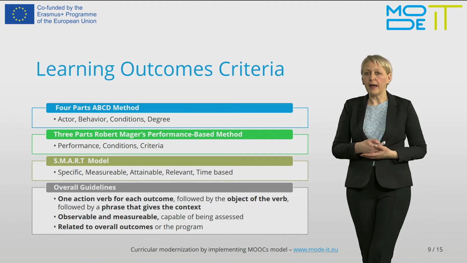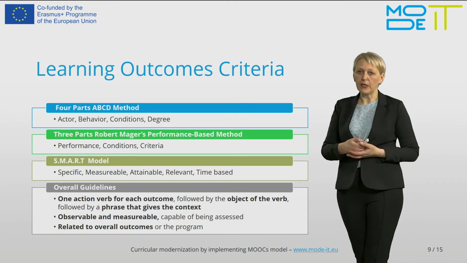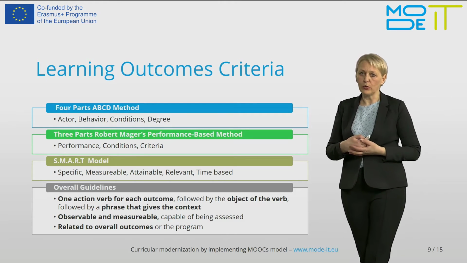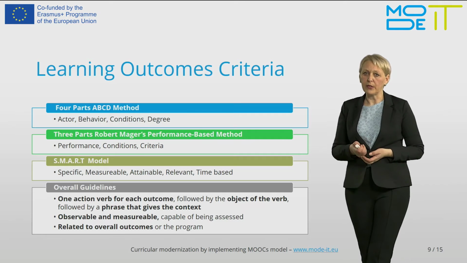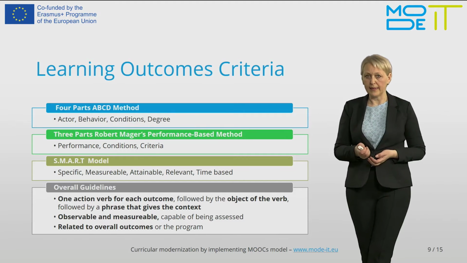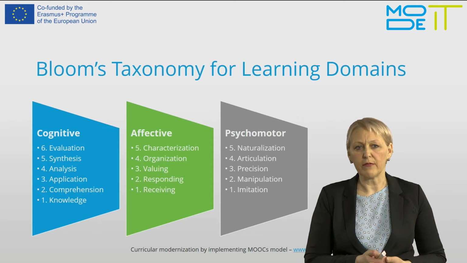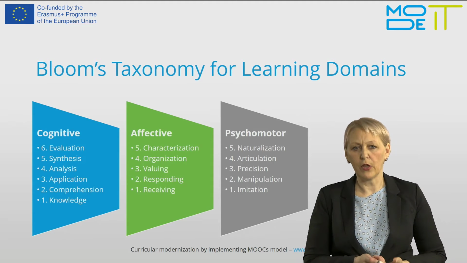At the very least, they must include no more than one action verb in each outcome, indicating what the learner should do and demonstrating mastery of the particular learning content. A useful starting point is writing learning outcomes in Bloom's taxonomy.